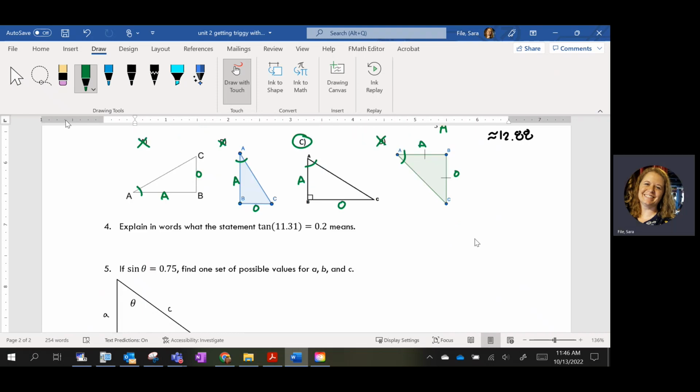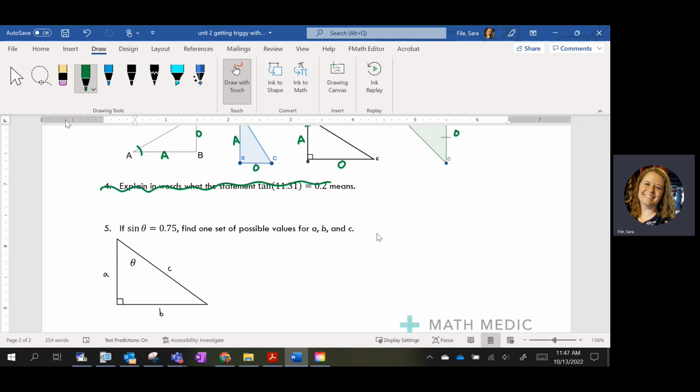We're going to skip 4. Y'all don't need to be able to explain that, so I'm not going to take the time to go through it because it's not needed.